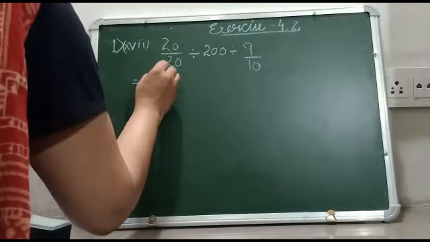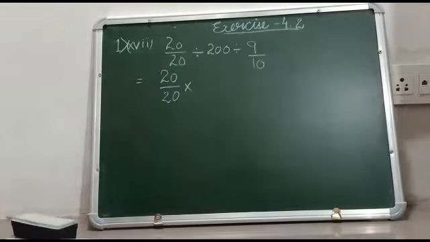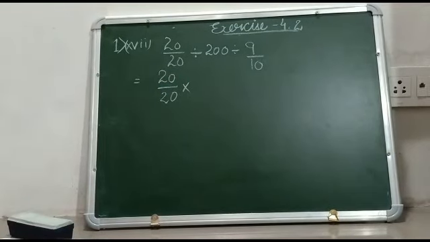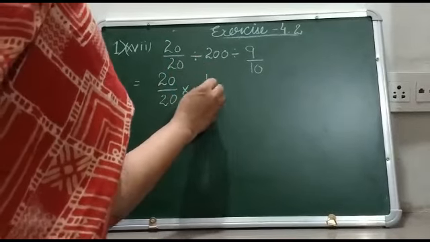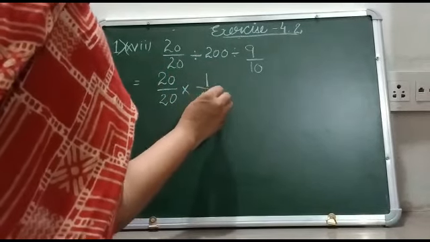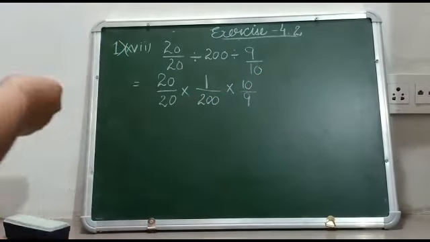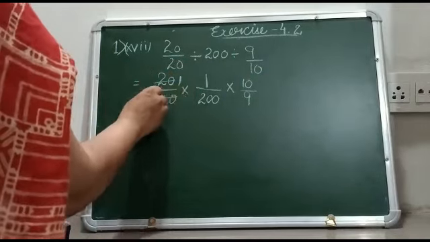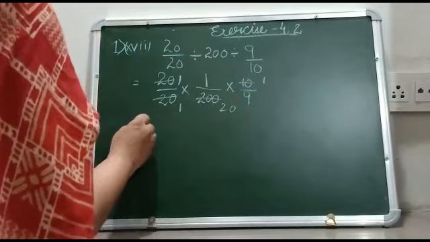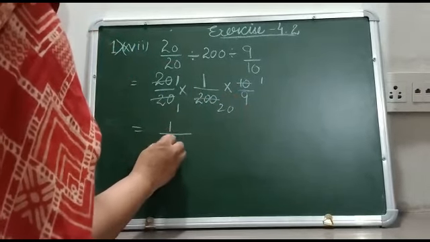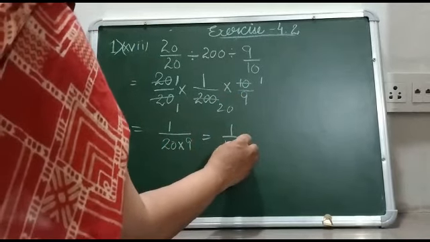So what we will write, 20 upon 20 multiply by, now the reciprocal of 200, 200 is a whole number, so the reciprocal of a whole number is 1 upon the whole number, that is 1 upon 200 in this case, into 10 upon 9. Now you will cancel out. This will go on 20. This again 20. So we are left with 1 upon 20 multiplied by 9. So the answer is 1 upon 180.